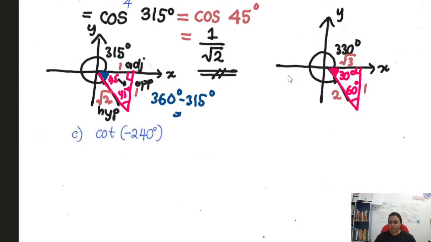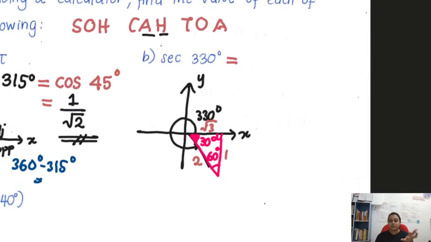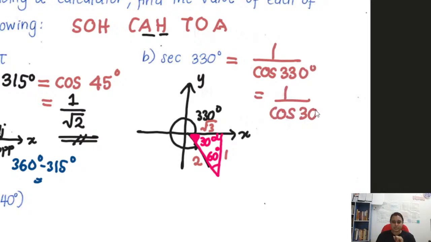Then from here, you must change first because we don't know what is secant. Secant tak boleh cari daripada graph, tak boleh cari. So tukar dulu. 1 per cos 330. Tapi kita tak guna 330. We change to cos 30.